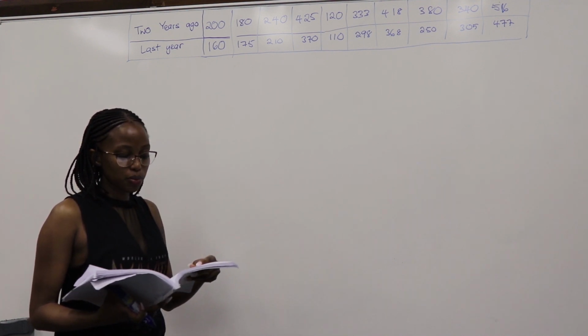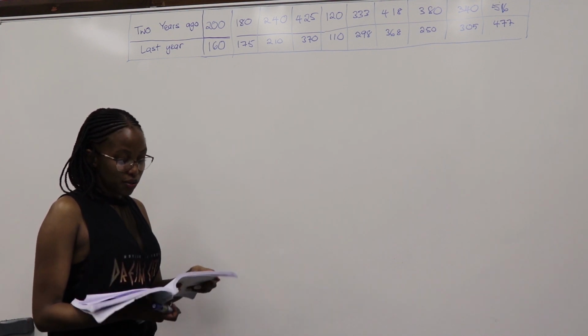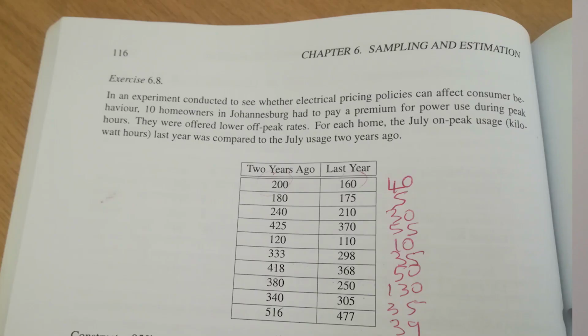We're doing exercise 6.8. And it reads, in an experiment conducted to see whether electrical pricing policies can affect consumer behavior, 10 homeowners in Johannesburg had to pay a premium for power use during peak hours. They were offered lower off-peak rates. For each home, the July on-peak usage, kilowatt hours, last year was compared to the July usage 2 years ago. Construct a 95% interval for the mean decrease in power usage. Comment on the confidence interval obtained.